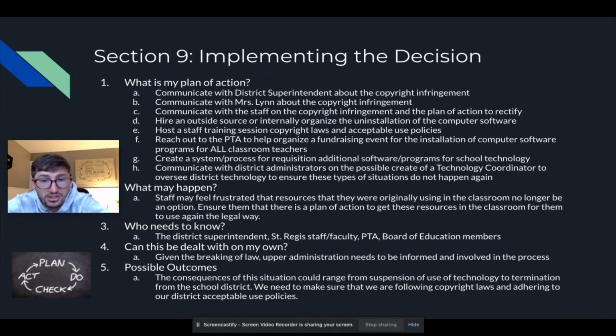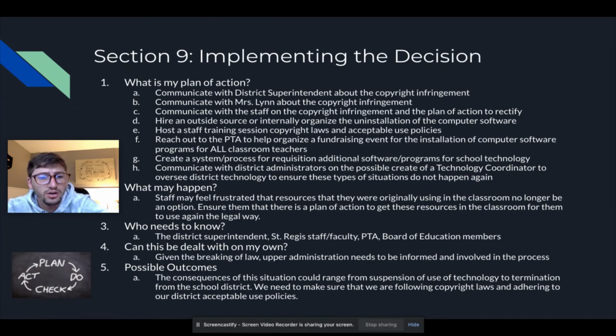What may happen? Well, the staff may feel frustrated at first that the resources they were originally using in the classroom would no longer be an option. However, after communication on what the possible consequences would be, most likely they would feel thankful that we're rectifying the situation in the most legal way. But then I would make sure to assure them, though, that there is a plan of action to get those resources back in the classroom so they can be using those to support their students.